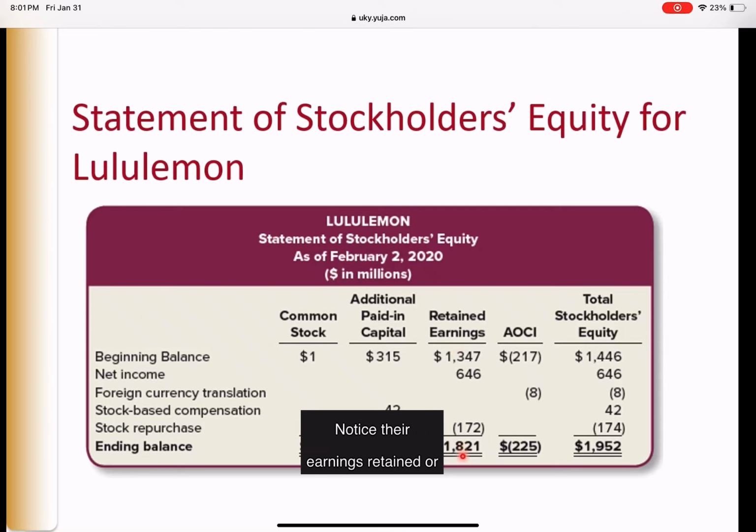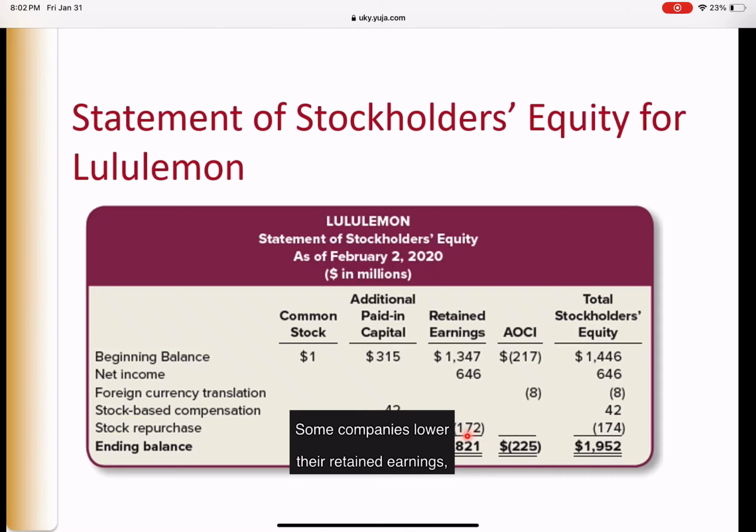Notice their earnings retained or kept in the company is much higher. Oh, and also instead of listing the treasury stock as a separate column, they show the stock repurchase as a reduction in retained earnings. Now, some companies handle it that way. Other companies don't mess with retained earnings on that. They just show treasury stock as another column total, and then they would still come up with the same stockholders' equity. So you'll see two variations on that.